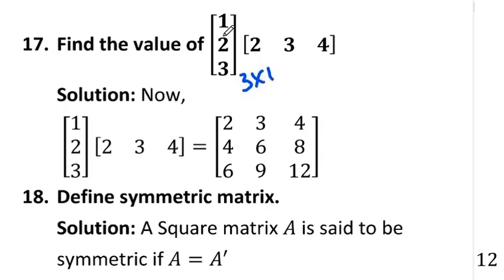This horizontal is a row. 1 row, second row, third row, 1 column, 3 cross 1 matrix. And this is a 1 cross 3 matrix, 1 row and 3 columns. You can observe there are 3 columns. This is a 1 cross 3 matrix. Now the product is of the order 3 cross 3. This you have to decide first. First you have to decide what is the order of the product.